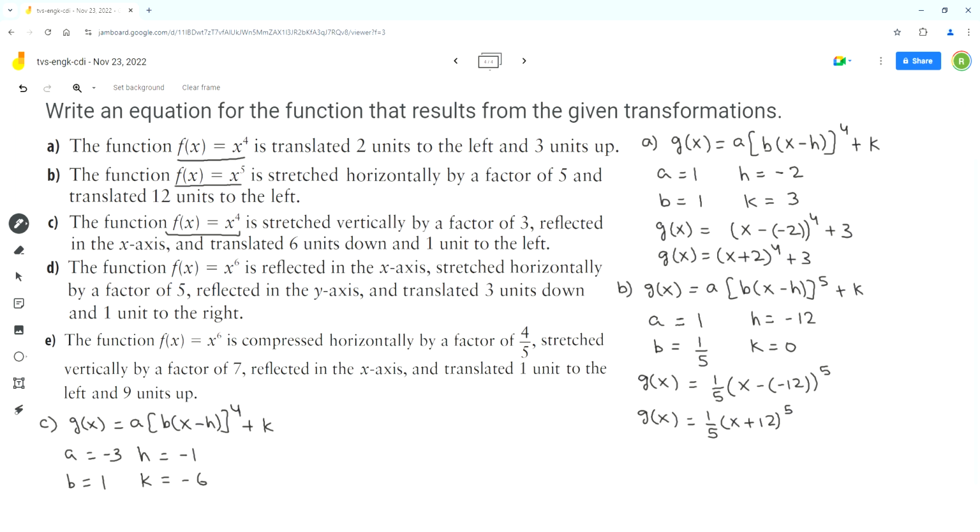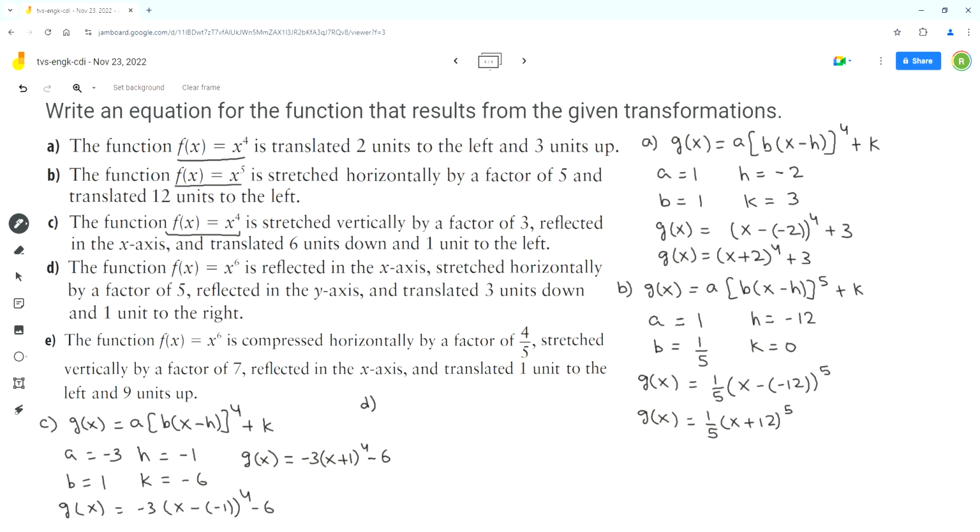Now we can sub in the values. A is -3. We can ignore the b value because it's 1. X minus -1 is equivalent to x plus 1. So this should be the final answer for part C. Now we can answer part D.